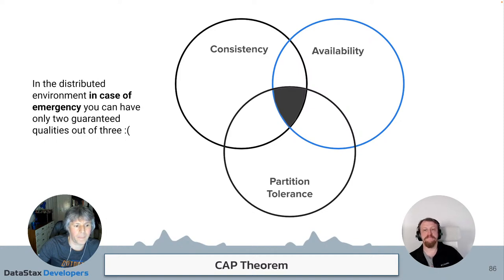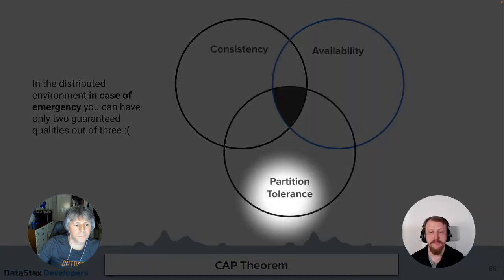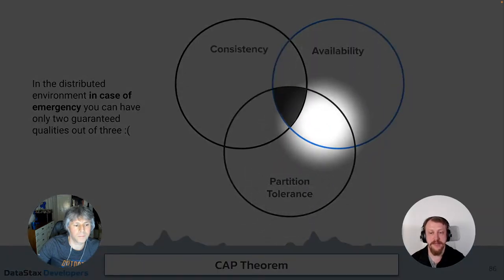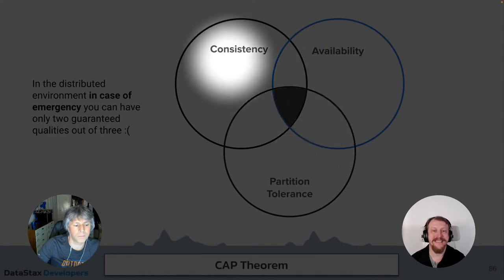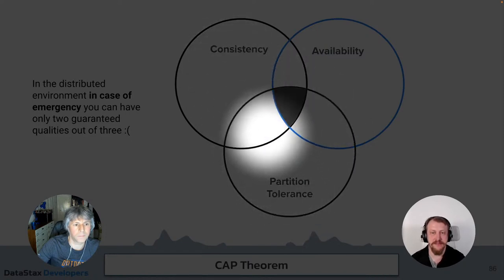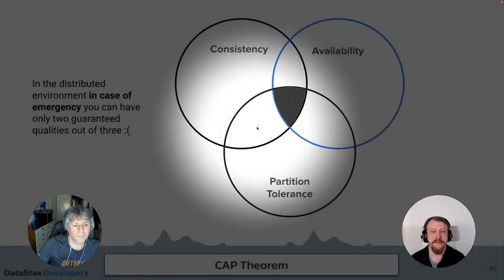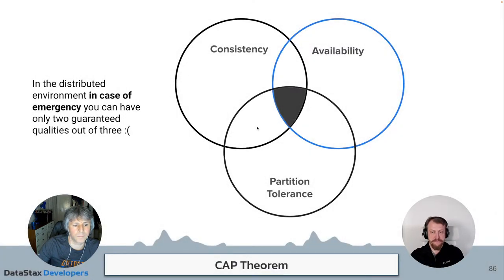And as we cannot sacrifice partition tolerance at any cost, we basically speak about AP databases, highly available and partition tolerant, and CP databases, consistent and partition tolerant, but not highly available. And there are some solutions for CP databases, and there are some solutions for AP databases.